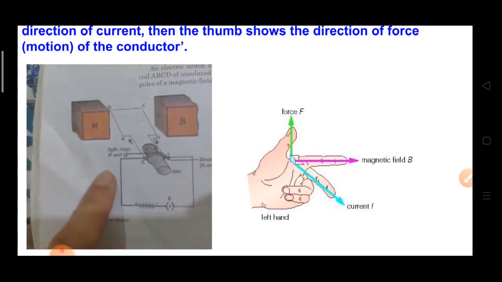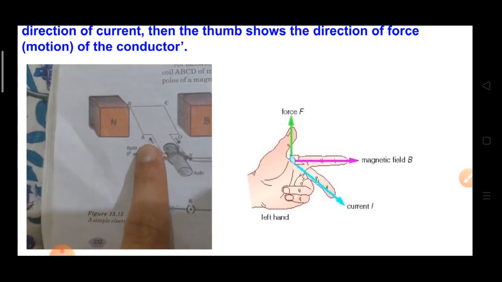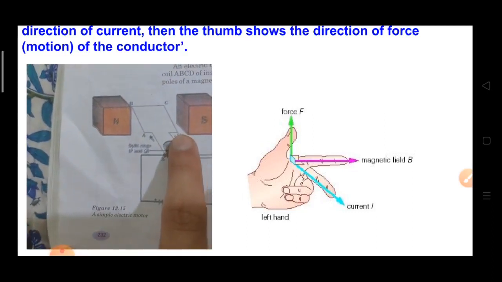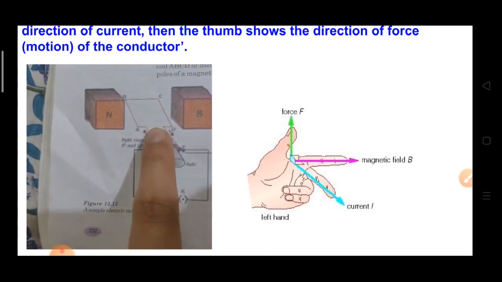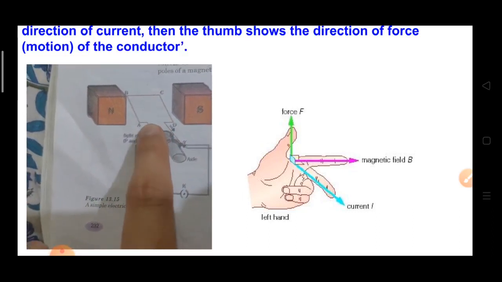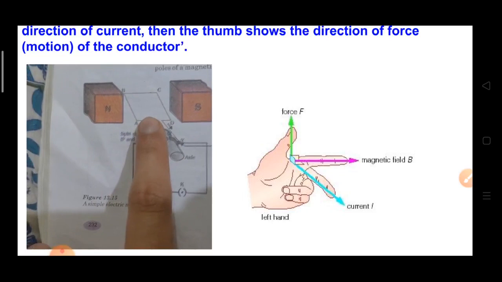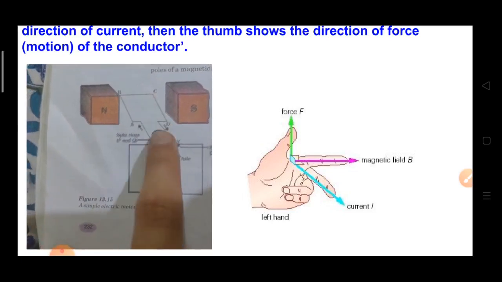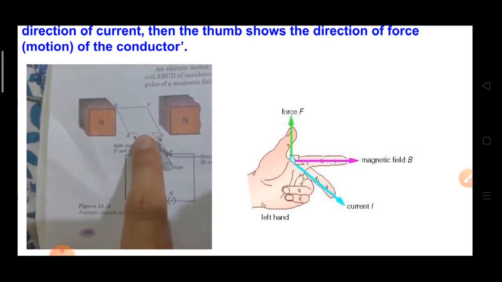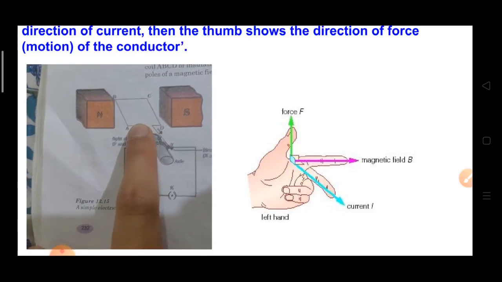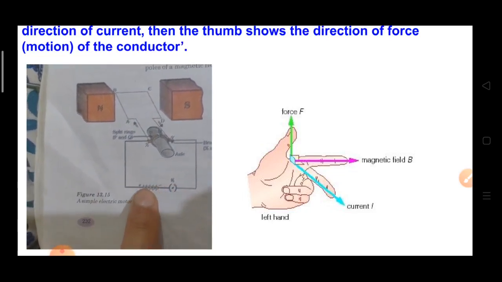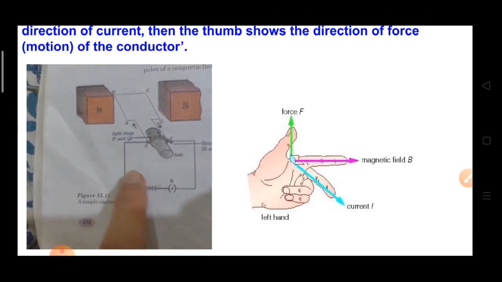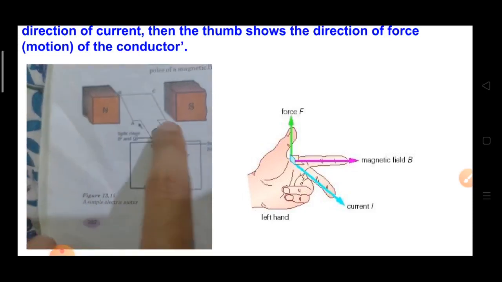This is an electric circuit and the middle part ABCD is known as the armature. This is the armature of the electric motor and it is a coil. It is in the form of a coil. So ABCD is an armature or coil which rotates. This is the circuit, this is the battery, this is the key, and the current flows from positive to negative terminal, so it flows in clockwise direction.